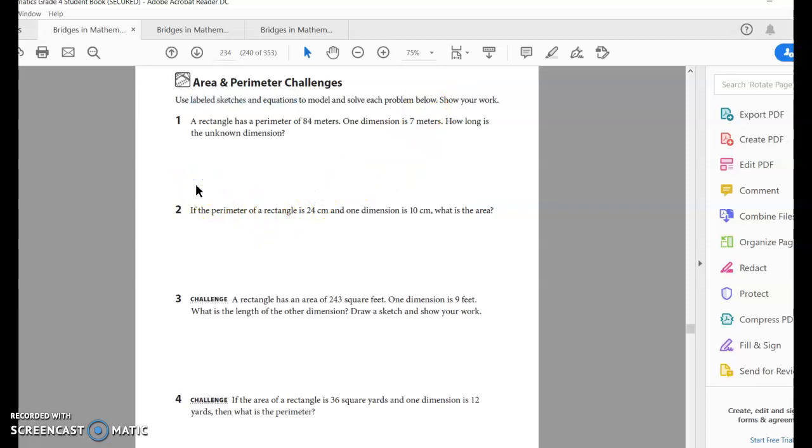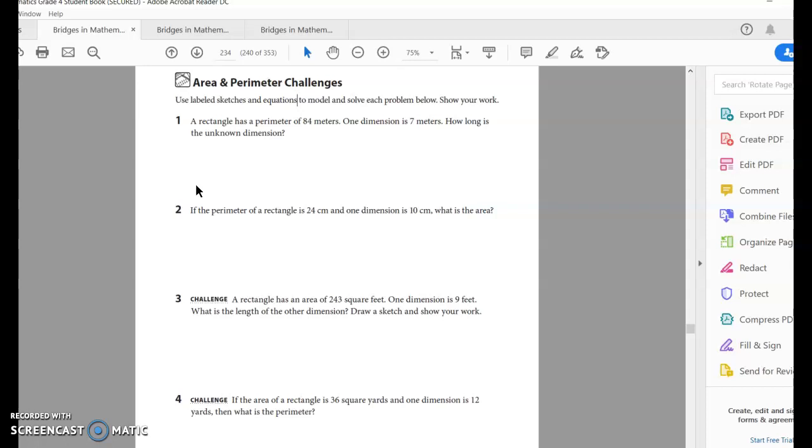All right, number 1. A rectangle has a perimeter of 84 meters. One dimension is 7 meters. How long is the unknown dimension? Number 2. If the perimeter of a rectangle is 24 centimeters and one dimension is 10 centimeters, what is the area?